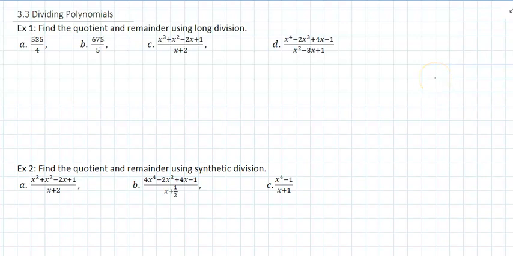So in this section, we're going to talk about dividing polynomials. We need to talk about dividing numbers first to get an idea of what we're doing. So division, however you were taught to divide.